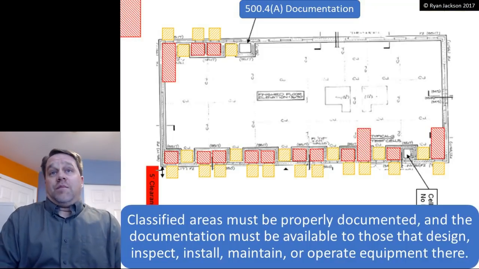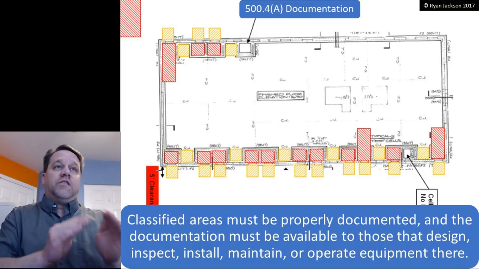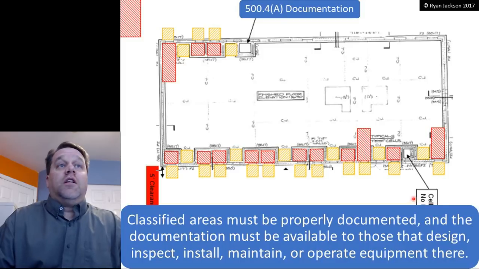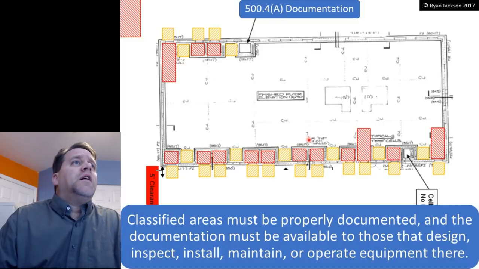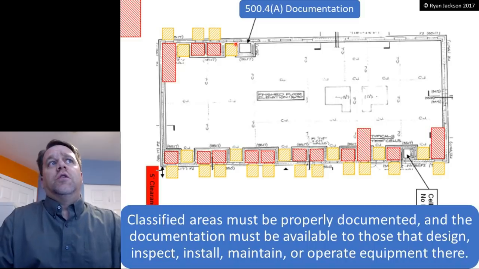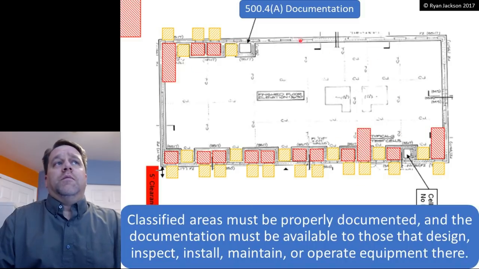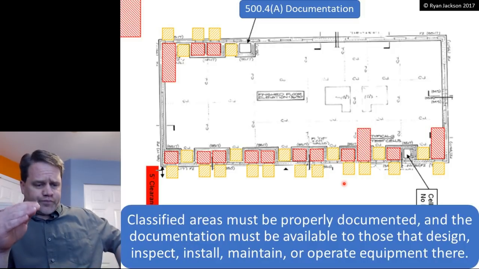This is an example from one of the facilities where I consult. It's blurry, and that's intentional because I don't want to point out anything that might be confidential. So the red areas are Class 1 Division 1, the yellow areas are Class 1 Division 2. So here we have it in the form of a blueprint drawing. They also have a narrative at this facility.